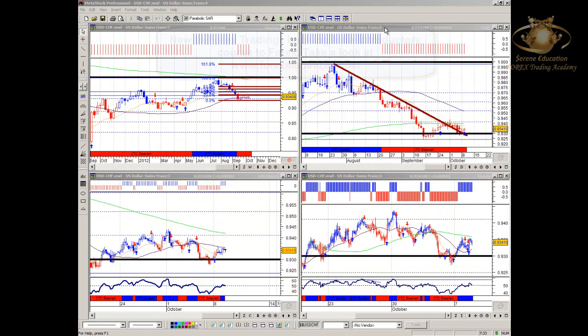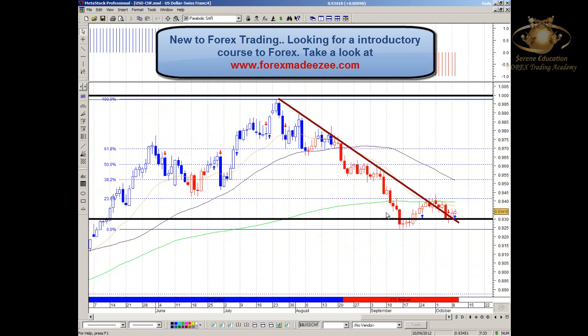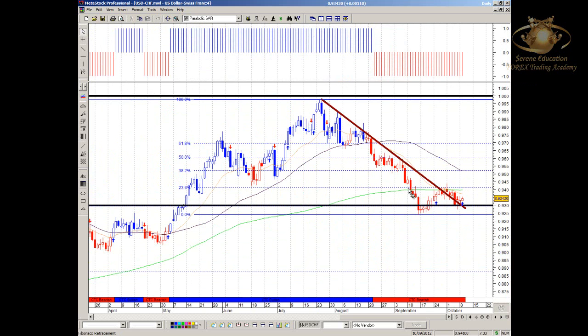Onto the US dollar Swiss franc. Let's have a look at the daily for this particular pair. Price still heading to the downside. However, you can quite clearly see that between 925 and 930, this price has been consolidating. This consolidation taking place at the underside of the institution moving average.